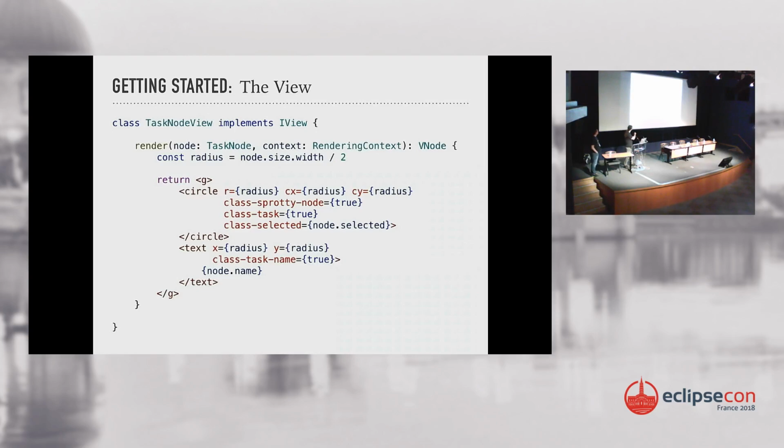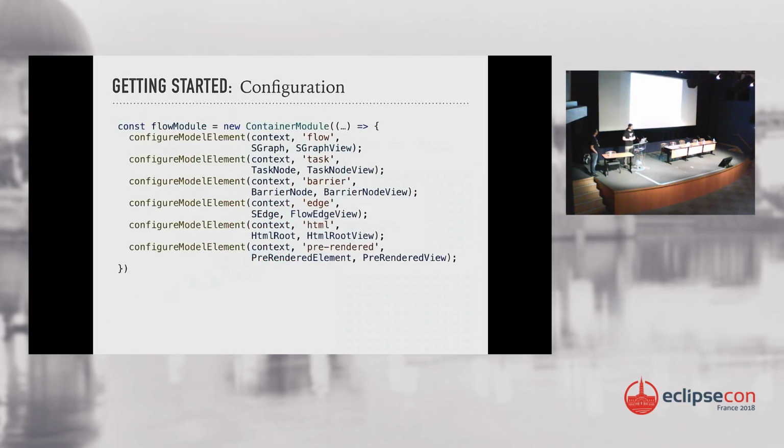So here we have an SVG group, that is the G element here. Then we have an SVG circle and a text. And we can set properties like radius, X and Y coordinates, and assign some CSS classes which can be used for fine-tuning the rendering in some CSS files afterwards. So that's the view.